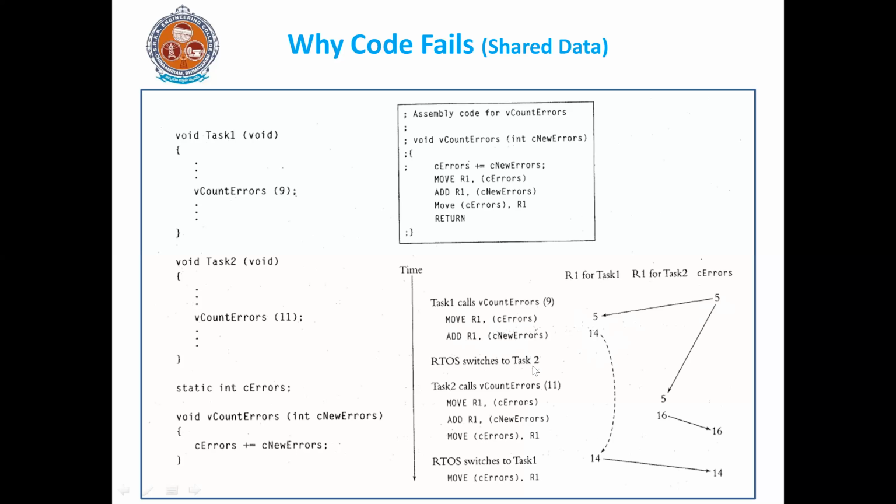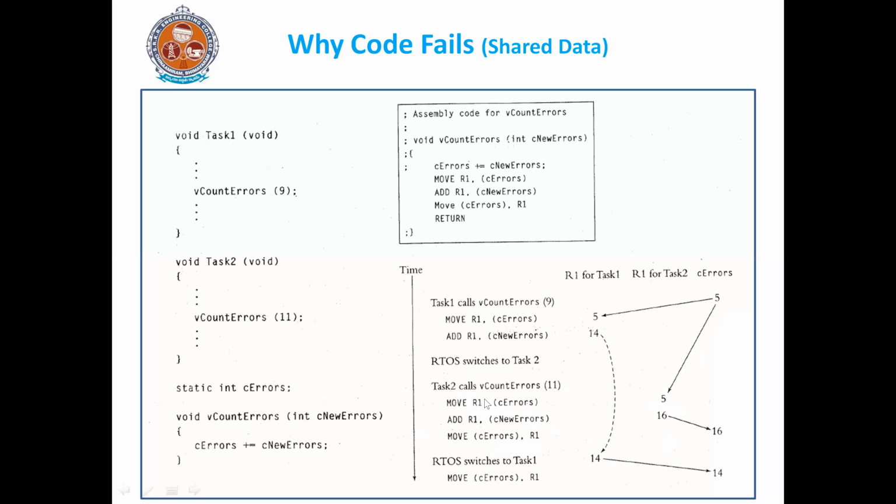So once task 2 is called and executes these two statements, the same 5 is given to task 2. R1 becomes 5, and then it adds the new value 11, so 5 plus 11 becomes 16. And this 16 is written to cErrors. After writing the value 16, task 2 has been completed.